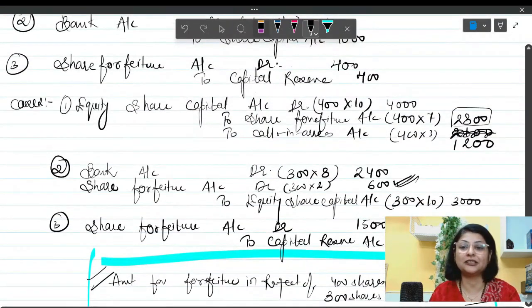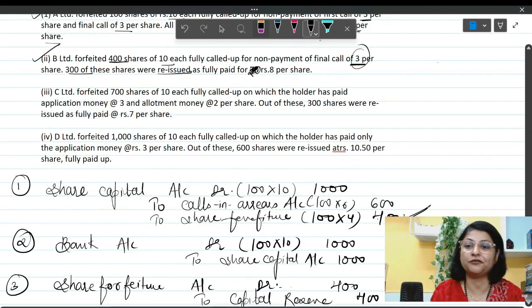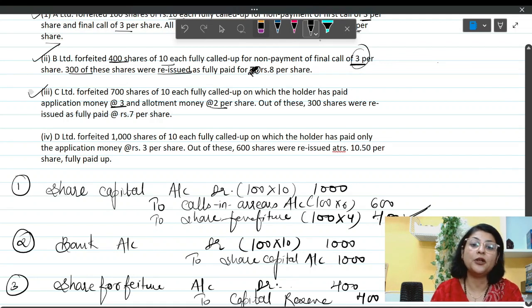Let us go for the third part of the question. The third part of the question is again a question of reissue. Here what is written? C Limited forfeited 700 shares of rupees 100 each, fully called up, on which the holder has paid application money at the rate of rupees 3 each and allotment money of rupees 2 per share. Means altogether 5 rupees is paid by the shareholder and 5 is not paid.